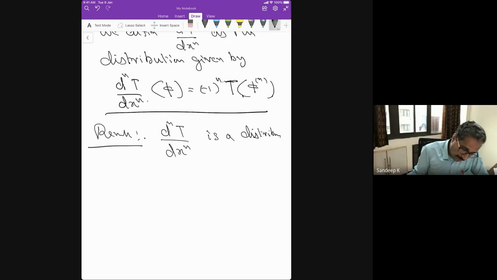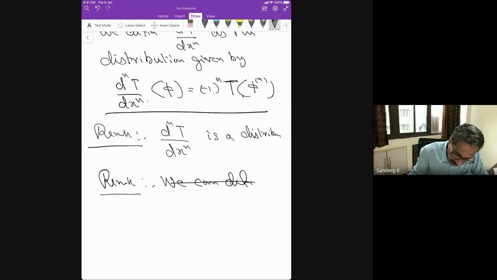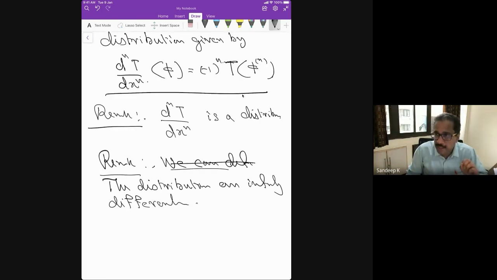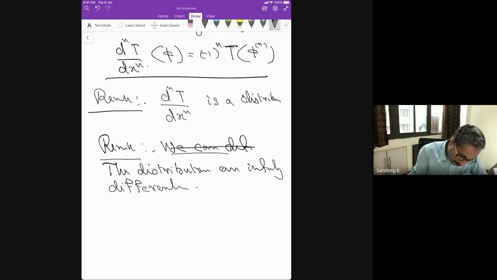So this way, what I'm trying to say is that the remark is that we can define, and therefore the distributions are infinitely differentiable. So one advantage is, I have been talking about everything in one variable just for simplicity.